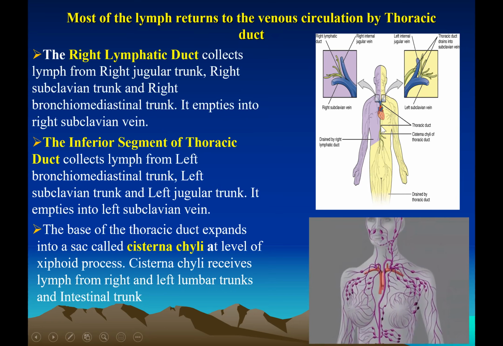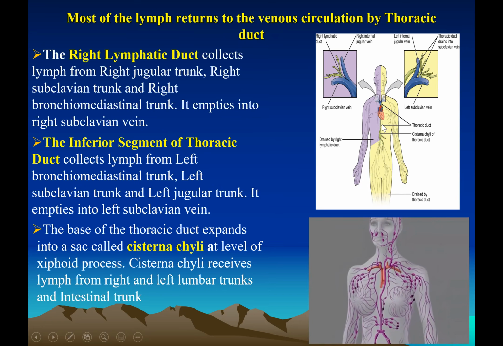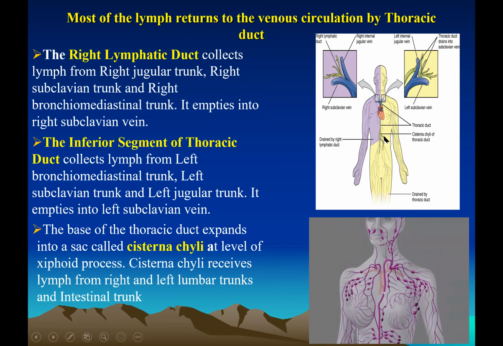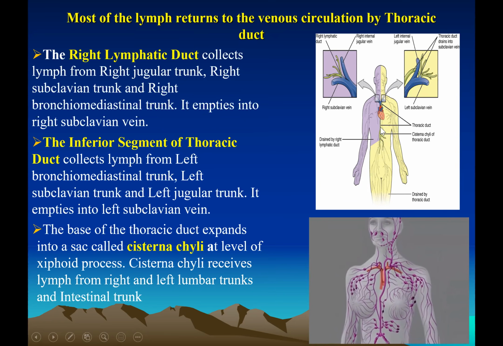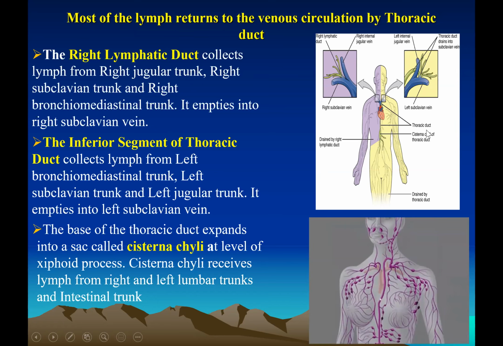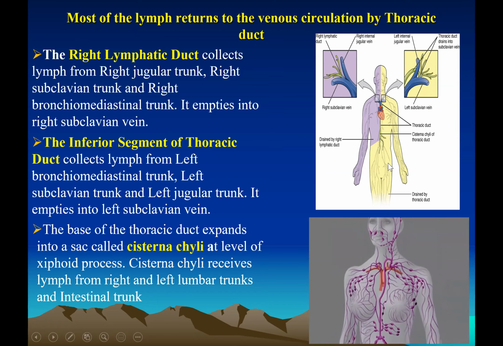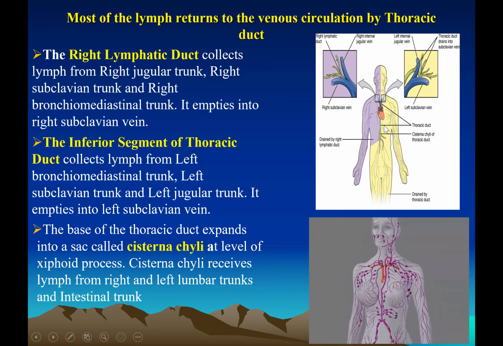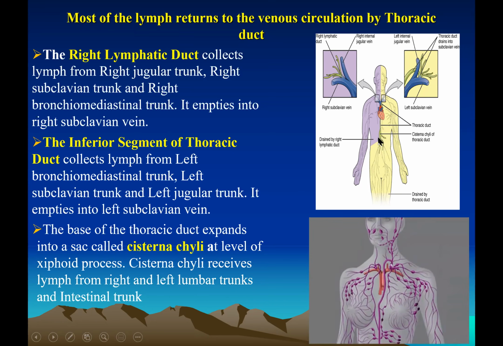In the junction, right where your xiphoid process is, there is a swelling of all the thoracic trunks, and that region is called the cisterna chyli. It receives all the lymphatics from your lower torso. So it's called the cisterna chyli.